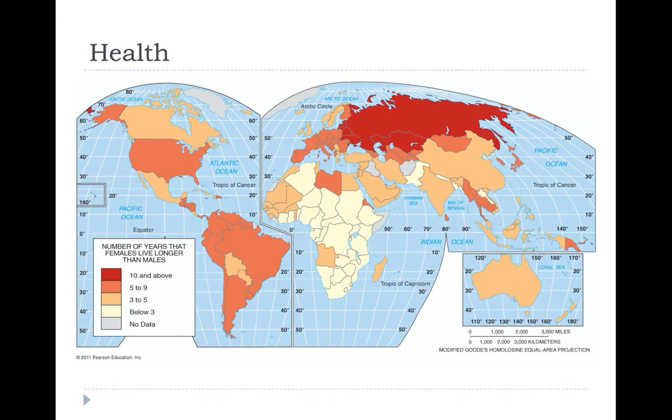Okay, this map shows life expectancy. So the number of years that females are expected to live longer than males. You will notice in Eastern Europe, women are expected to live 10 or more years longer than their male counterparts. And then in the United States, it's 5 to 9 more years, and then it decreases from there.